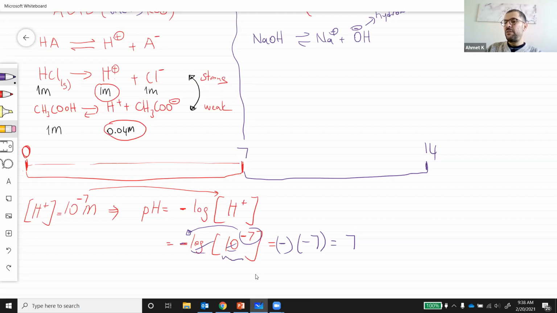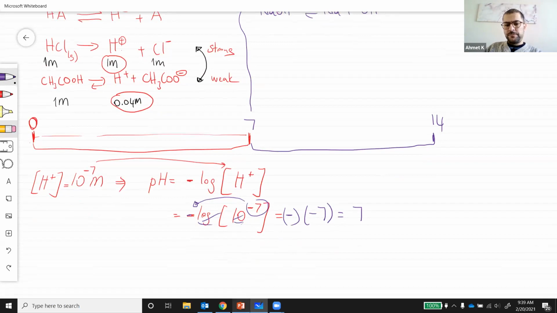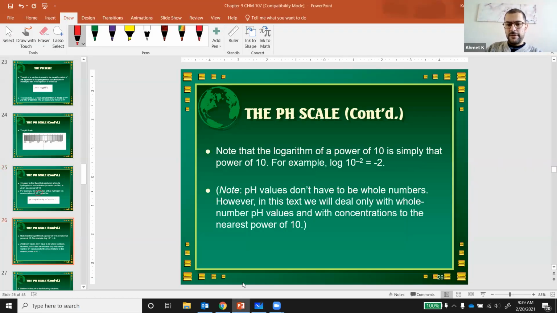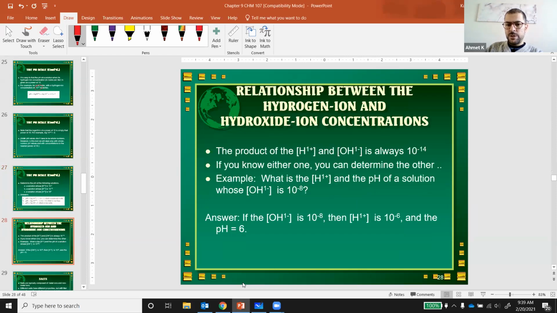I'm not going to give you like 3.5 times 10 to negative 7. You cannot apply this to that. But as long as you have a base 10, then you can apply this. Make sense? So again, this is the pH, and we will do some examples, by the way. And let me see. Okay, these are pH.